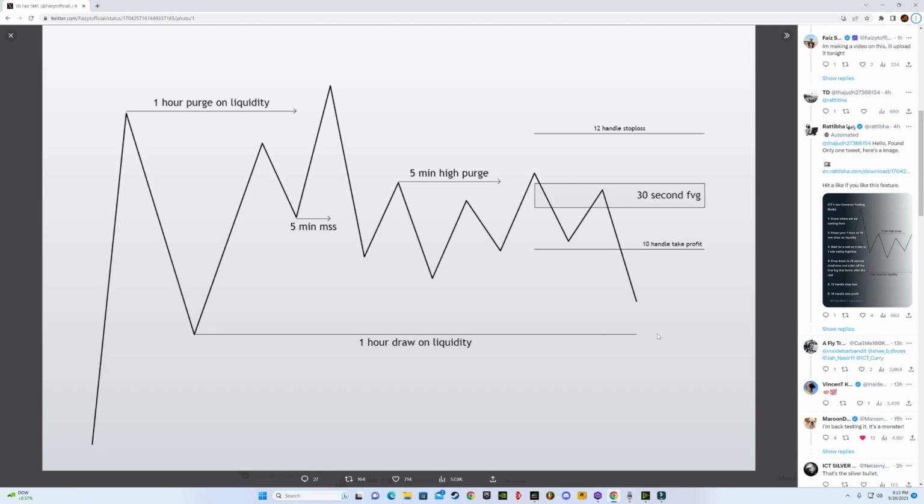So let's assume that this 1 hour line that I've drawn is a fair value gap, and this here is the high. Price takes out this high on the 1 hour time frame. You can then look for a 5-minute market structure shift. That will then confirm your bearish order flow, and then we can proceed further with the strategy.